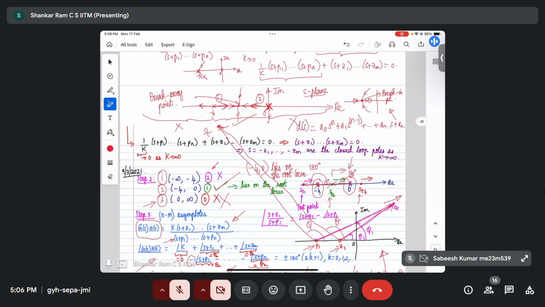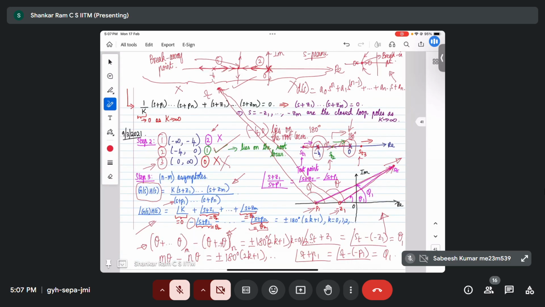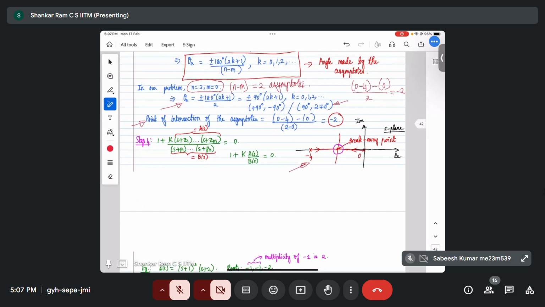That means at that value of k, there is going to be a repeated pole as far as the closed loop poles are concerned, right? Because each branch, we know, is a trace of one closed loop pole. So when two branches of the root locus intersect, that means at that point there is a repeated closed loop pole. Okay, so we are going to use that characteristic to derive the step. Okay, so please remember that. Let's go and look at this.